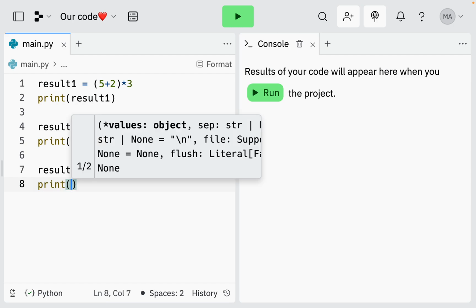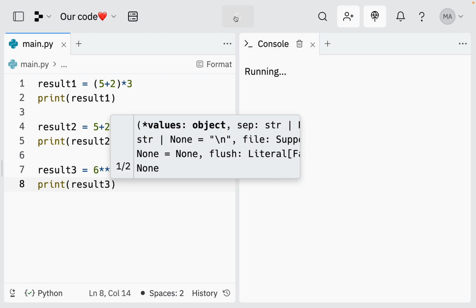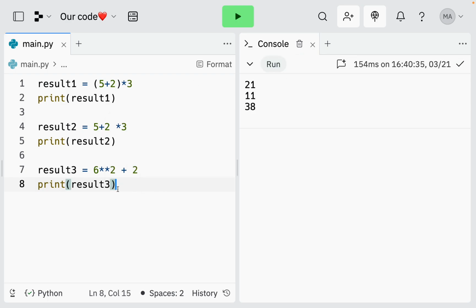Now let's print the result, and that gives us 38. Because if you do 6 to the power of 2, that gives you 36, because 6 times 6 is 36, and so 36 plus 2 is 38. So that's where we got it.